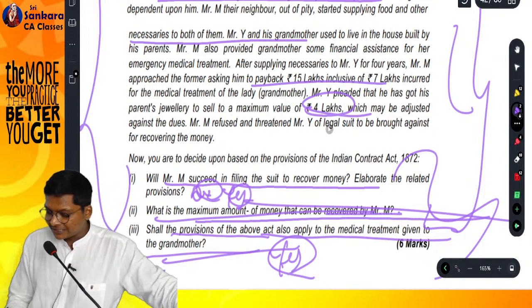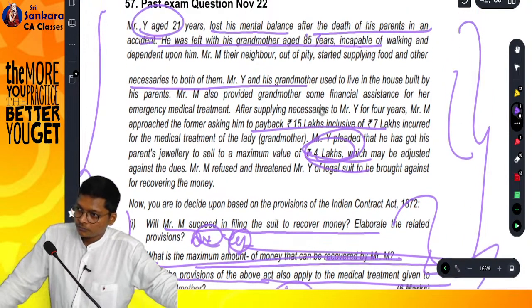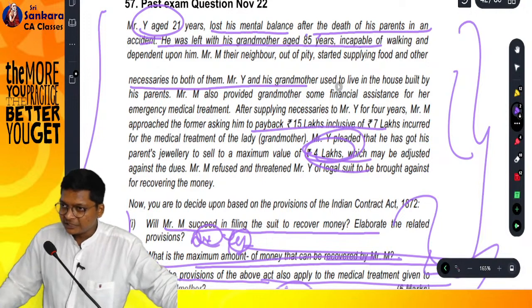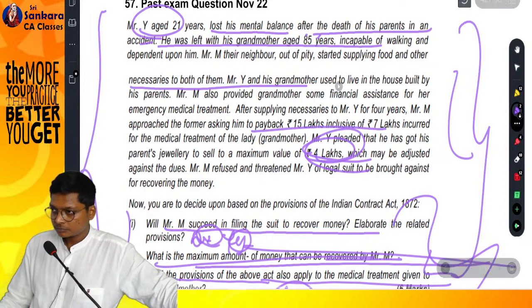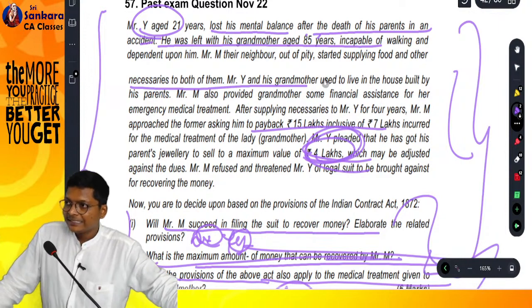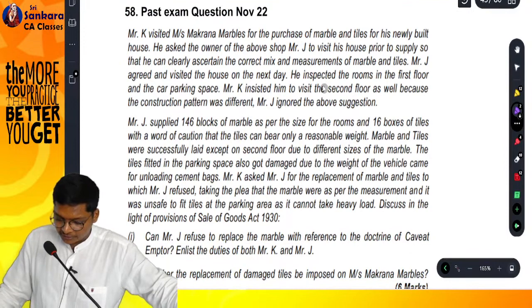Yes, maximum 4 lakhs, that's the property. Whatever money is spent for dependents can be recovered. If the property is 15 lakhs, you can recover fully. Necessity, you can recover. Next question, 58, guys.